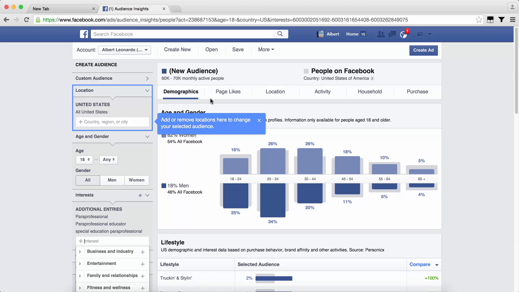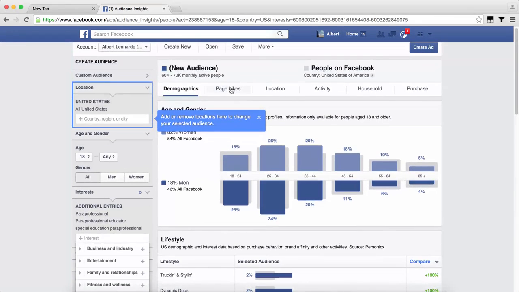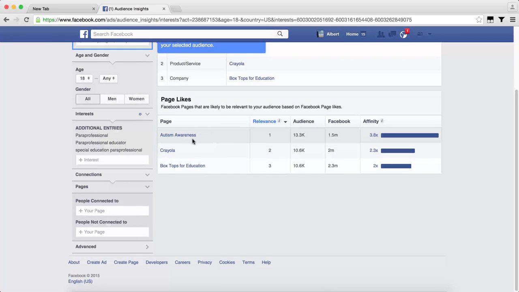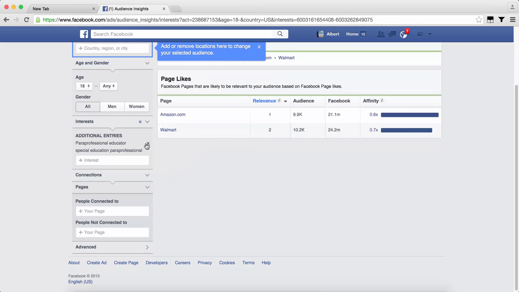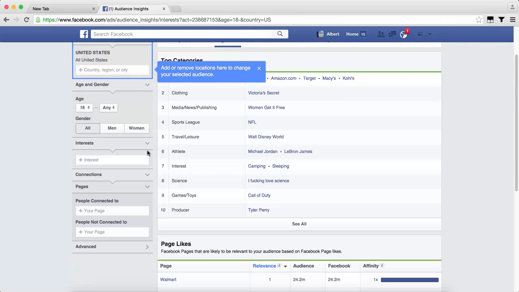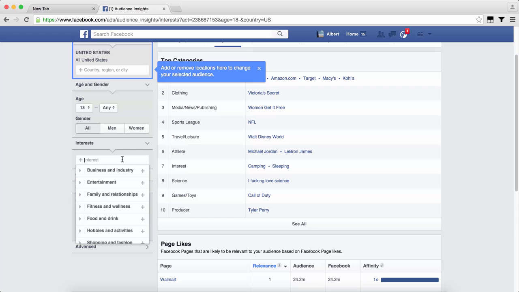What we want to do next is to find the interests provided by audience insight. Okay, there are not many pages related to paraprofessional. Okay, let's take another example. Wing Chun, for example. Alright, so this is not a common niche on Teespring.